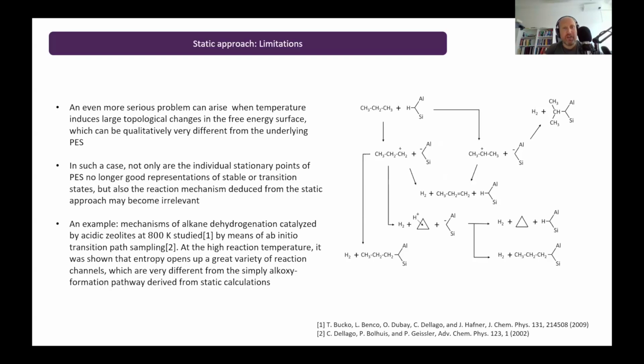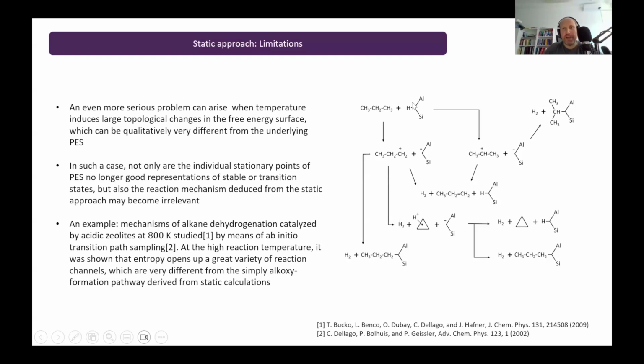And things could be even worse because the temperature can induce topological changes on the free energy surface, such that the resulting free energy surface is very different from the underlying potential energy surface, which we analyze in the static approach. In such a case, not only are individual stationary points no longer reasonable representations of stable and transition states, but also whole mechanisms that we determine in the static approach could be wrong. Let me give you again an example from our previous research, where we investigated mechanisms of alkane dehydrogenation catalyzed by acid zeolite at 800 K. We studied this mechanism by an uncompromised simulation method called transition path sampling, which is really designed for investigating mechanisms at finite temperature without any pre-assumptions.